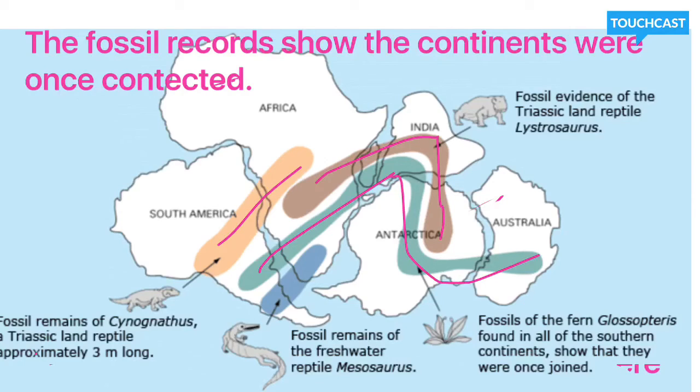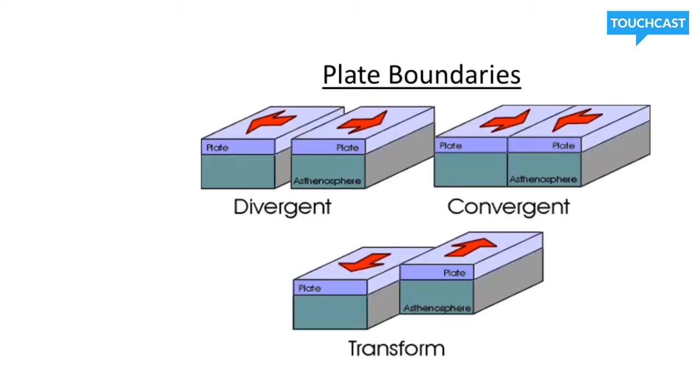Alright, let's go ahead and look at how basically the landforms that are created whenever these continents move or these plates are moved by the mantle. Where two of these large plates meet is called a plate boundary. And there are three major types: diverging, converging, and transforming.